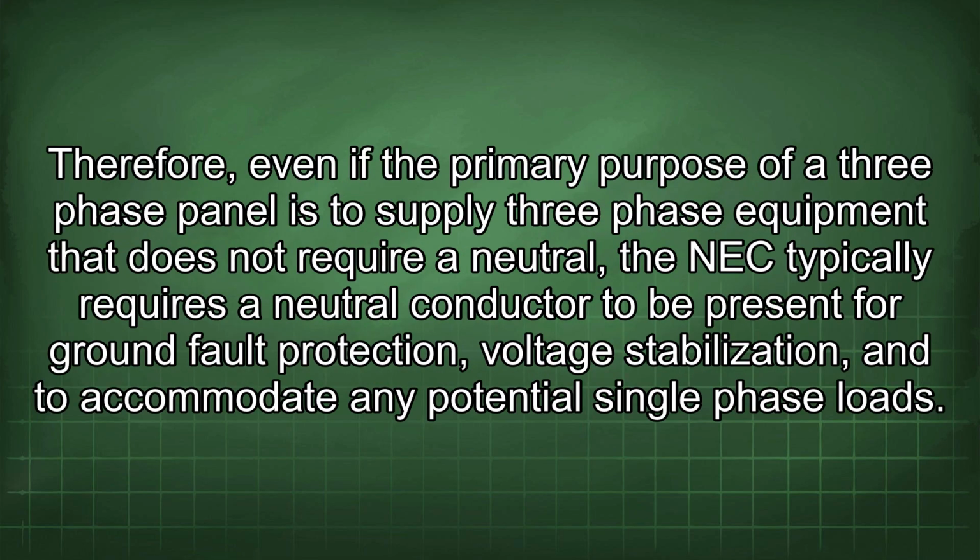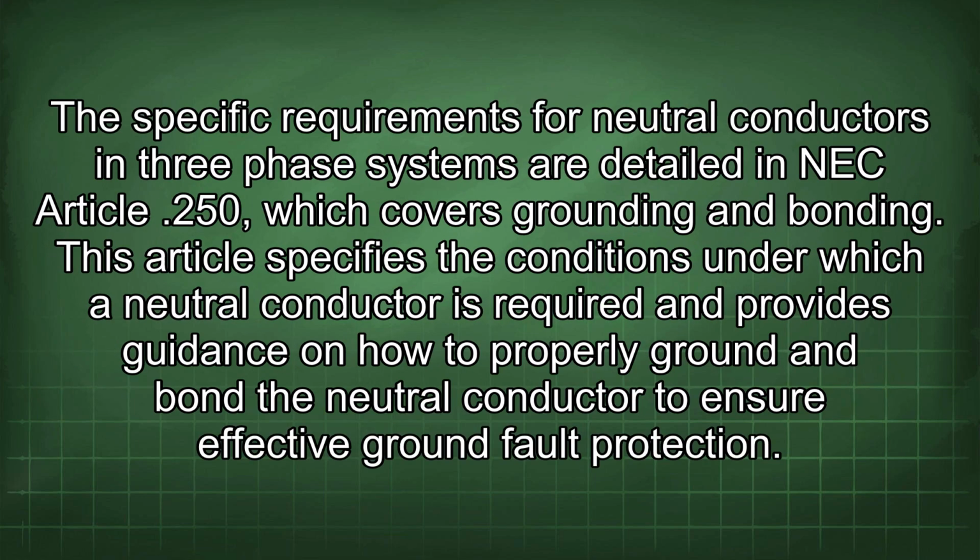Therefore, even if the primary purpose of a three-phase panel is to supply three-phase equipment that does not require a neutral, the NEC typically requires a neutral conductor to be present for ground fault protection, voltage stabilization, and to accommodate any potential single-phase loads. The specific requirements for neutral conductors in three-phase systems are detailed in NEC Article 250, which covers grounding and bonding. This article specifies the conditions under which a neutral conductor is required and provides guidance on how to properly ground and bond the neutral conductor to ensure effective ground fault protection.